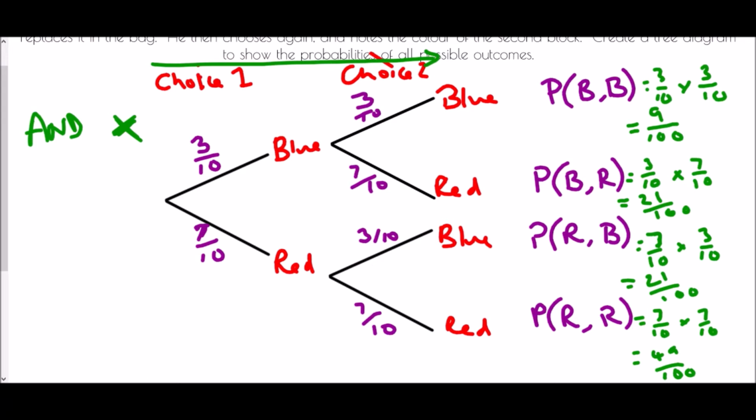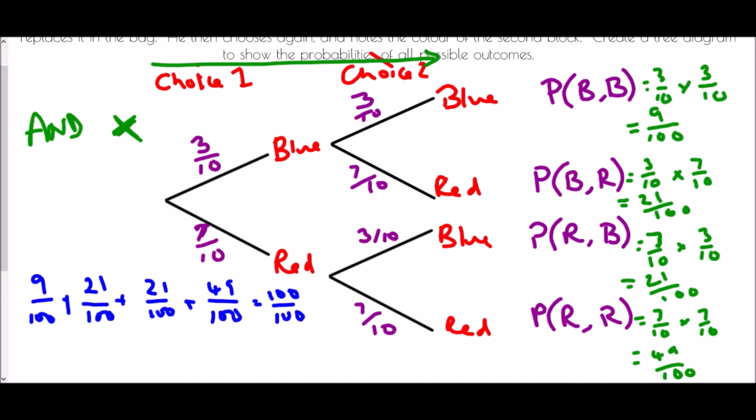Now, just to check whether or not we've actually got this right, there is something we can do. The 4 probabilities we've just worked out were 9 out of 100, 21 out of 100, 21 out of 100, and 49 out of 100. What they should all do is add together to make 1. 9 plus 21 is 30, plus 21 is 51, plus 49. Well, there we go. If we add them all together, it creates 100 out of 100. They are all of the possibilities. They are correct because they've added up to 1.